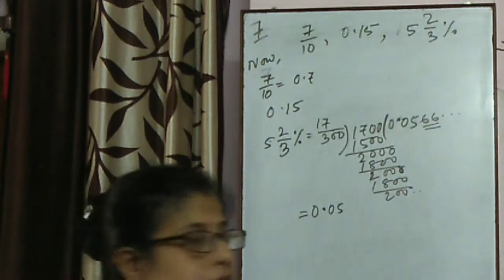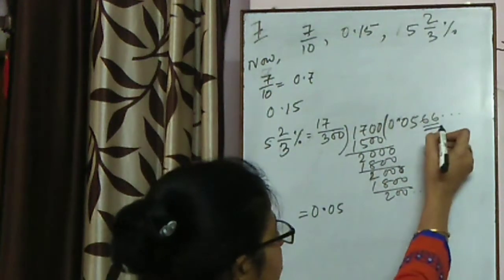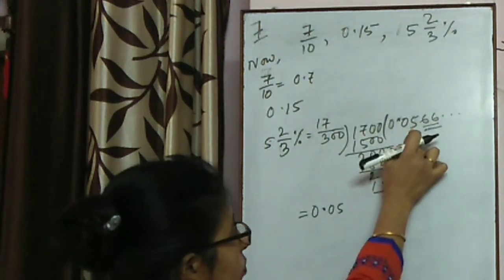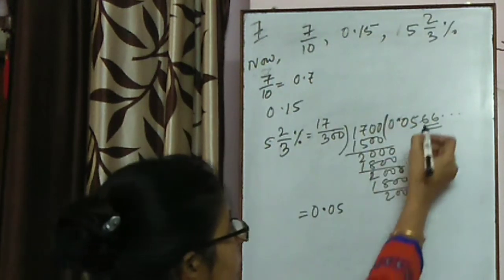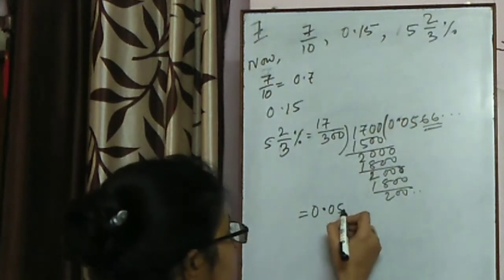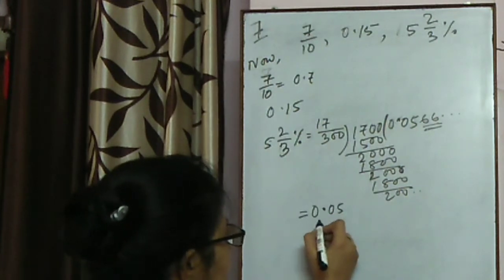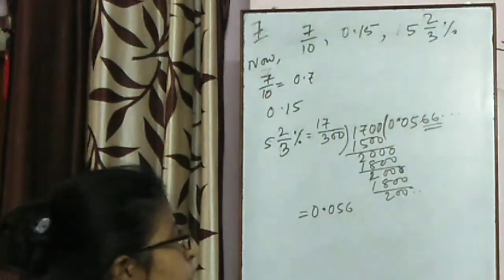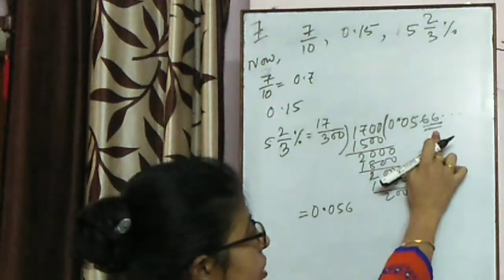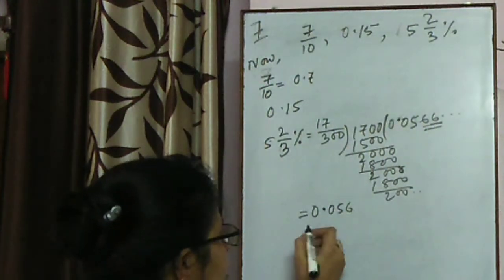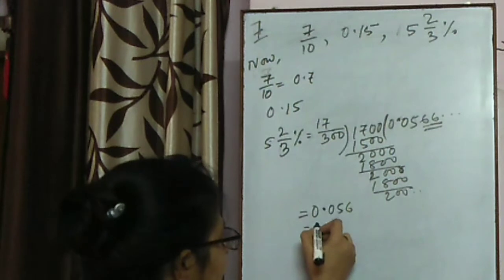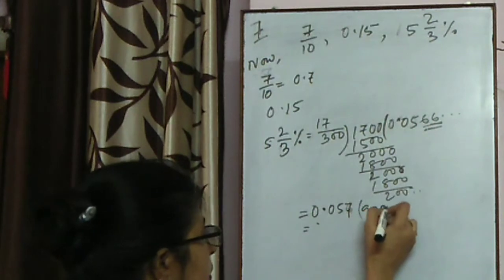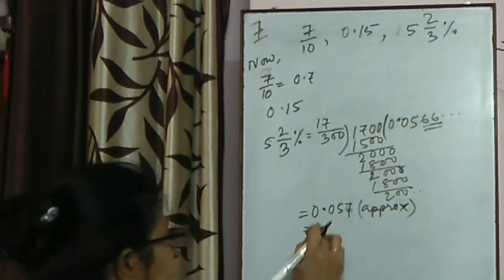added with the previous number. If the left out number is 5 or more than 5, then we are to add 1 with the previous number. So if I leave all those 6, then 1 will be added with 5 and it will become 0.06. Or if I keep 1 six and leave the other 6, 6 also is greater than 5. So this 6 will become approx 7. Approximate value is taken.